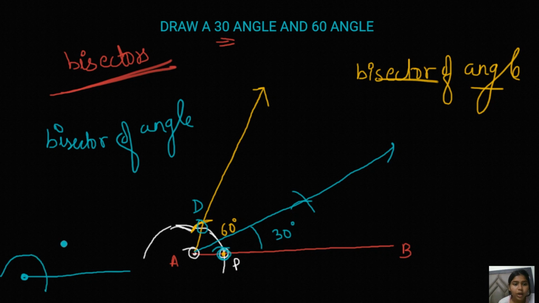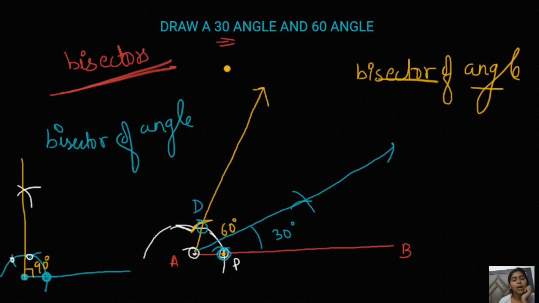So how can we make a 90-degree angle? We just have to put a point here and we have to make an arc like this. Then you have to put the pointer here and make another arc like this. Then we have to put the pointer at the first point and make another arc like this. Then put the pointer at the second point and make the arc like this, right? Now we just have to join with the center, and here you are getting your 90-degree angle.